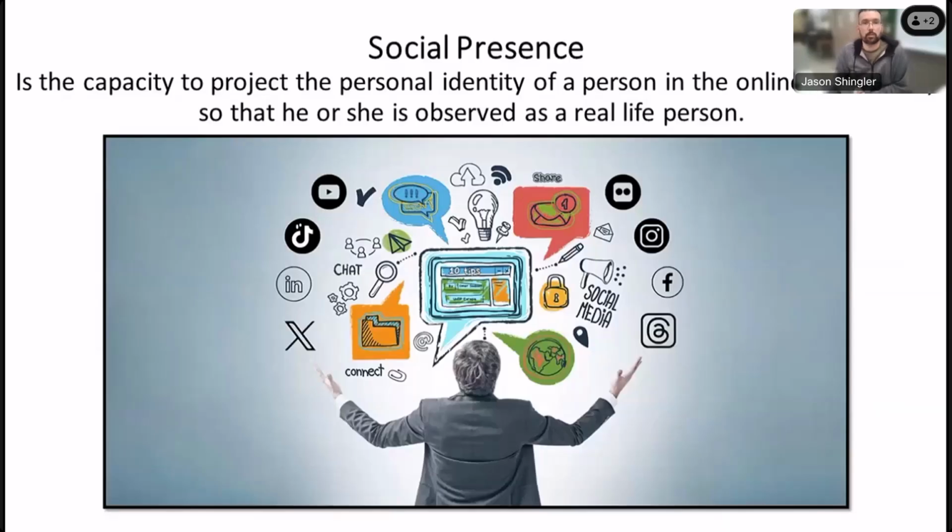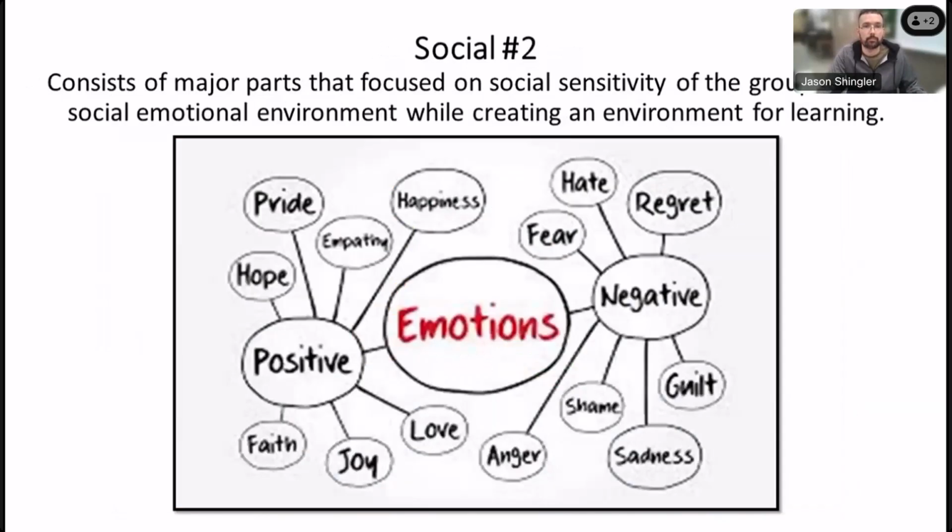So social presence is the capacity to project one's personal identity into an online community so that he or she is observed as a real life person. The second part of social presence consists of major parts that focus on the social sensitivity of the group and the social emotional environment while creating an environment for learning.